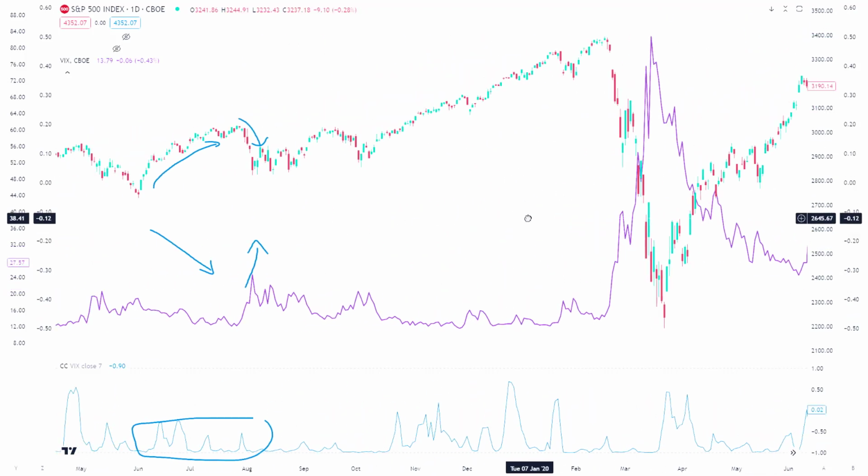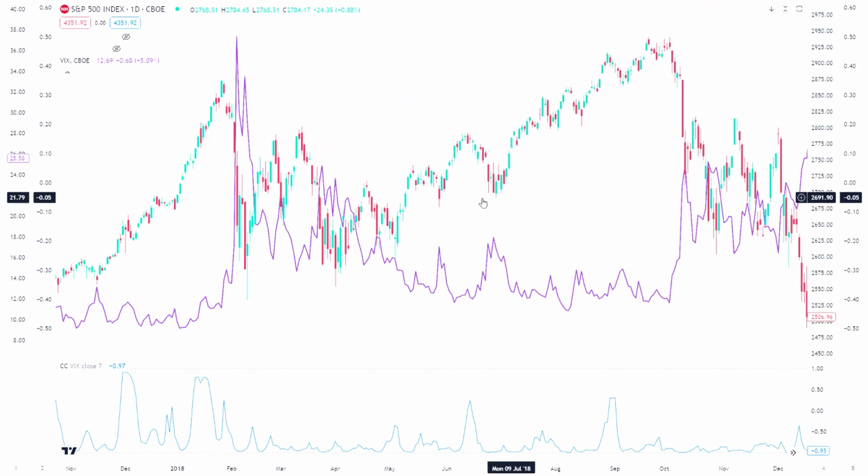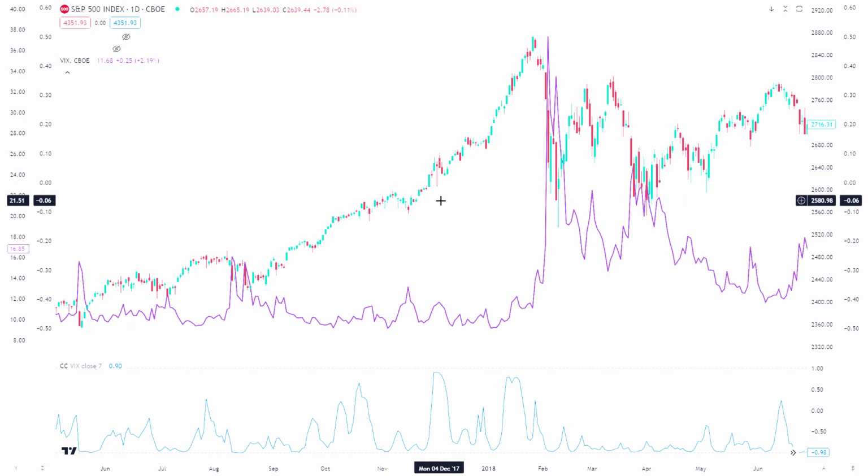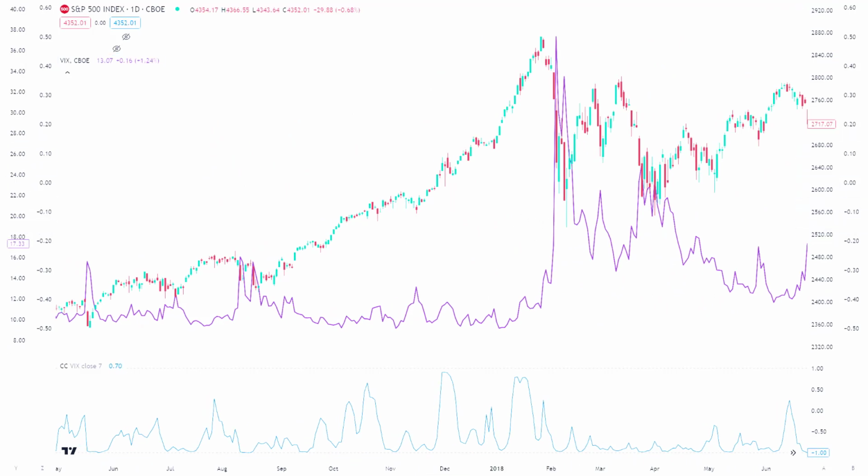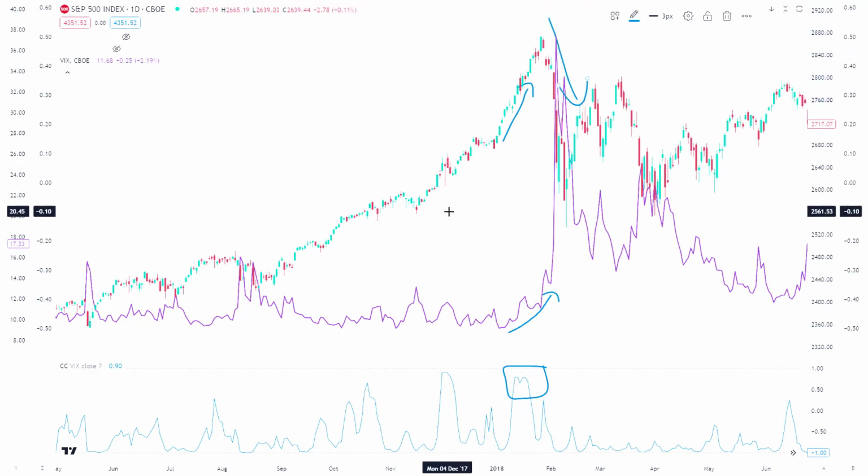All right, let's look at another one. Let's go back to 2017. Here is a big volatility spike. This is probably the most famous one. Big expansion to the upside, volatility going up, creates this volatility spike, and then eventually it ends in a snap.